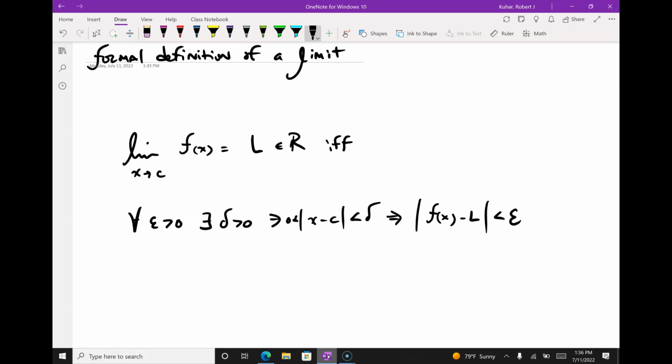Epsilon is related to what variable? X or Y? Y. Right? That's a height, right? That's a Y value, right? Epsilon is related to Y. Delta is related to what variable? Well, it's not Y. X.